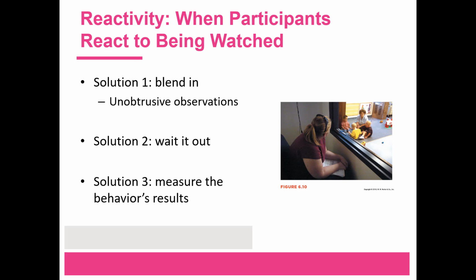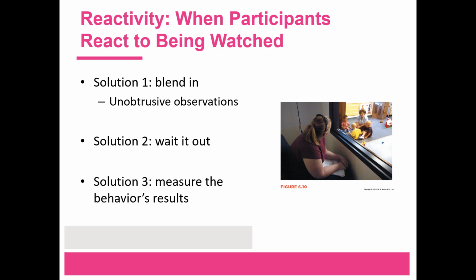Reactivity is when people change their behavior in some way when they know that someone else is watching them. For example, let's say you want to do some observational research in a preschool setting. If you simply walked in one day and sat down in the classroom to begin your observations, the children and teachers might change their behavior in a variety of ways. The children might be curious about what you're doing there and ask you a lot of questions. Some children might be afraid of you. The teachers might feel their teaching is being assessed.